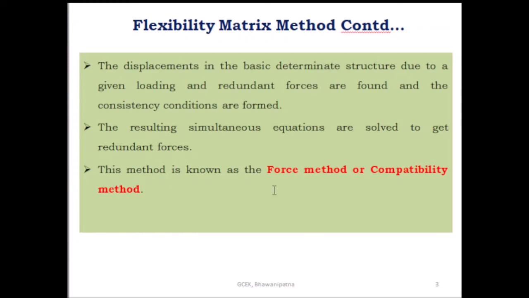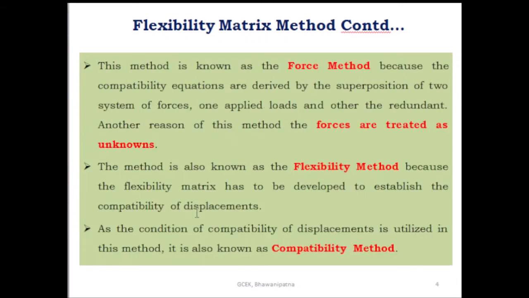This method is also known as the force method or compatibility method. This method is known as the force method because the compatibility equations are derived by the superposition of two systems of forces: one the applied loads and the other the redundants. Another reason is that the forces are treated as unknowns. That's why this method is called the force method.